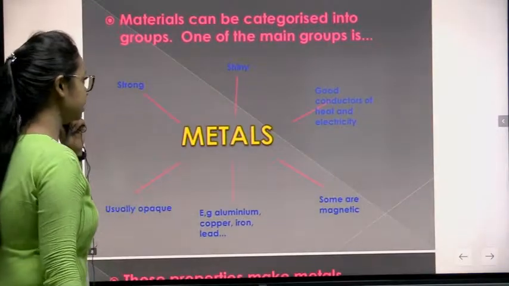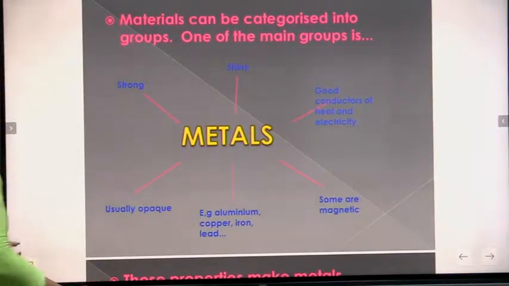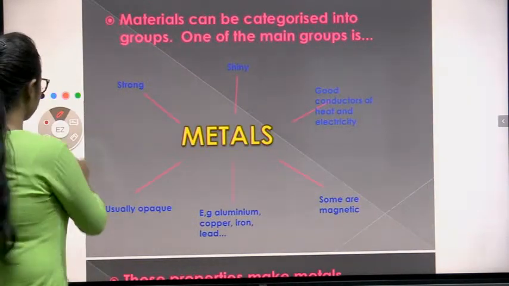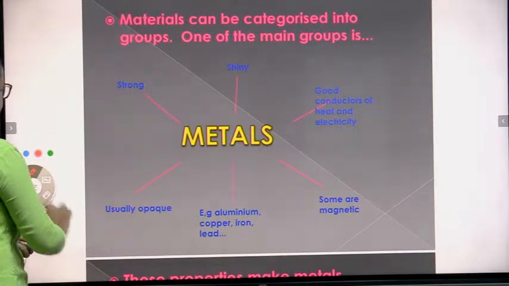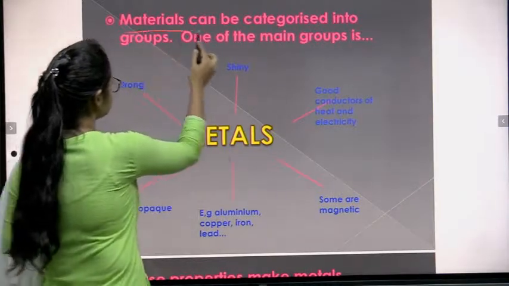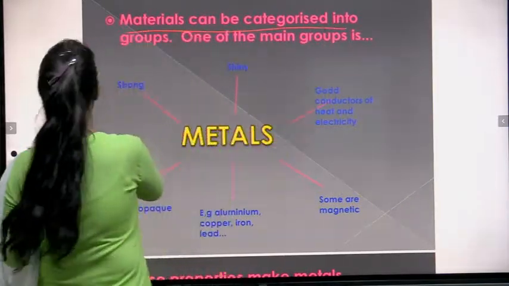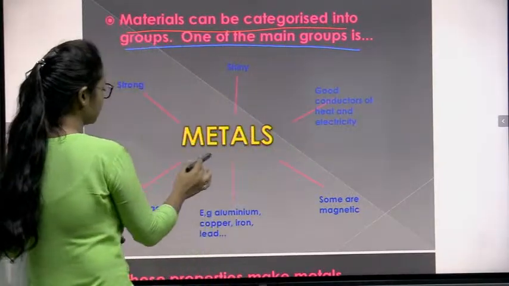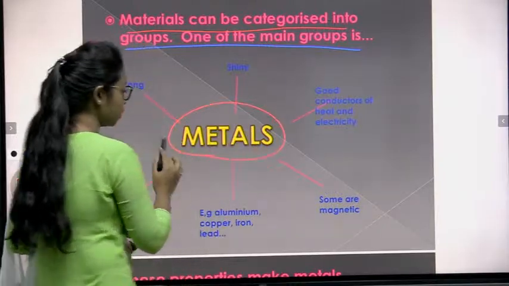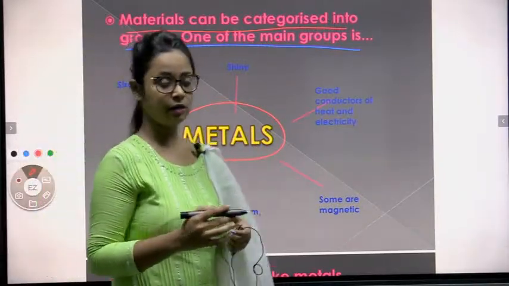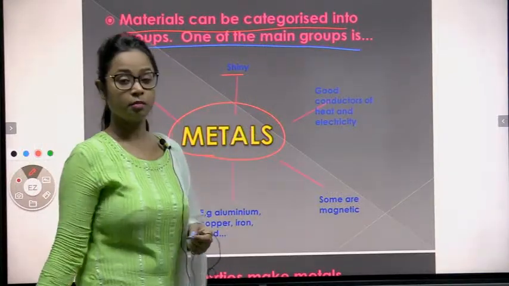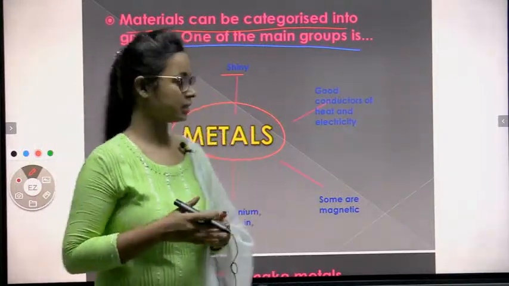Next, materials can be categorized into groups. One of the main groups is, for example, metal. Now, what are the properties of metal? There are so many properties of metal. First one is shiny, which means metals reflect light.